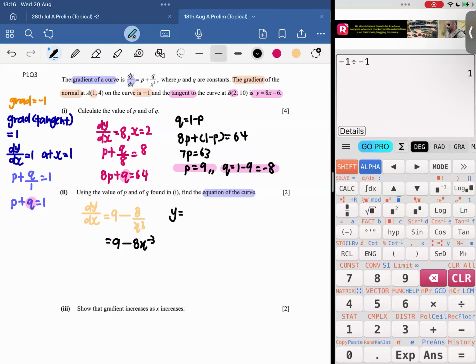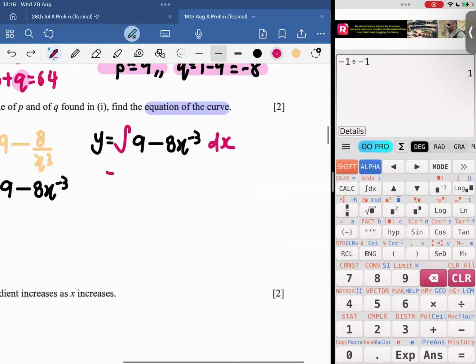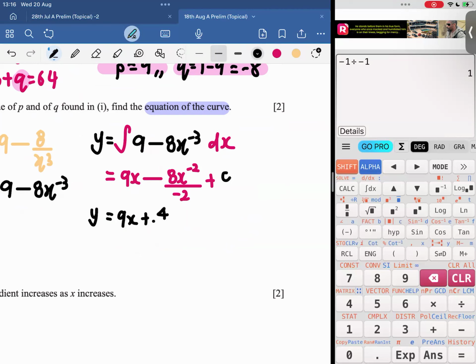In order to find y, I've got to integrate my dy/dx with respect to x. So when I integrate this, integrating 9 gives me 9x. For this one here, add 1 to the power, divide by the new power, plus c. Don't forget. All right, so simplify further: 9x plus 4 over x squared plus c.